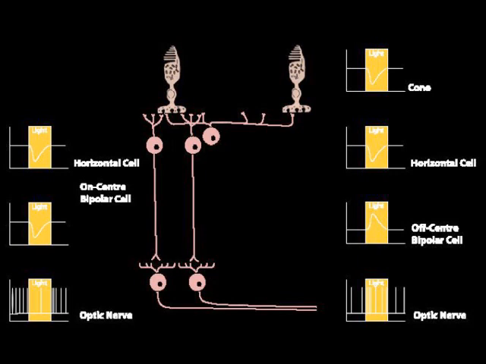So the take-home message here is that the horizontal cells are the converse of what's happening at the center. When we get facilitation at the center, an on-center visual field, we get inhibition in the periphery. When we get inhibition in the center, an off-center visual field, we get facilitation in the periphery.